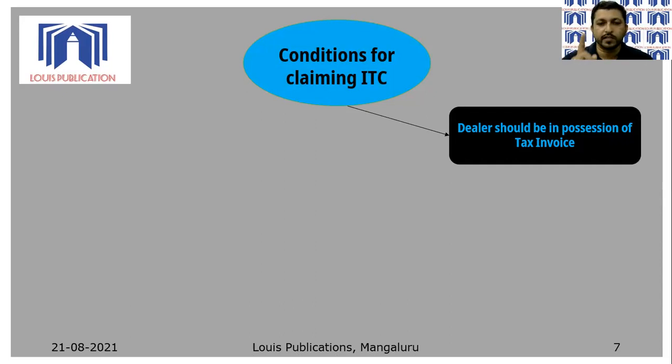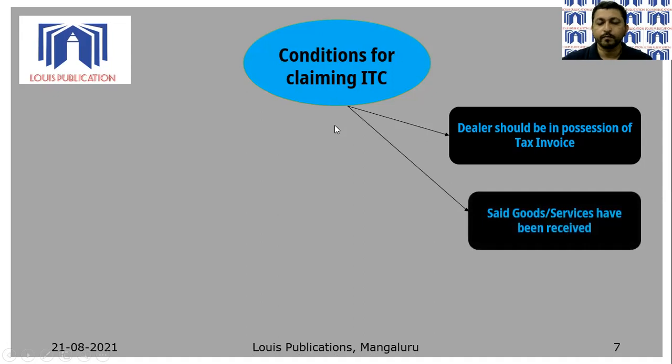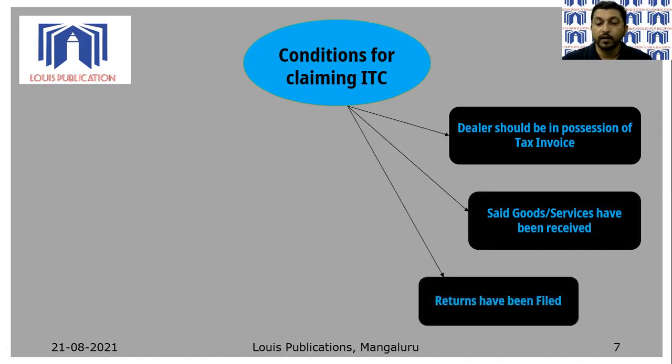So if an SSE or a supplier or a registered dealer has to claim input tax credit, one of the important conditions is that such a dealer should be in possession of a tax invoice. That's very, very important. Second, said goods or services have been received and not receivable. So goods or services have been received. That's another very important condition for claiming input tax credit. Third, returns have been filed. Both the supplier as well as the recipient have filed their returns. That is a very important concept. If returns are not filed, there is no question of claiming input tax credit.